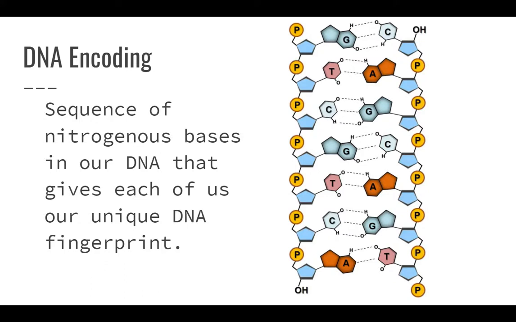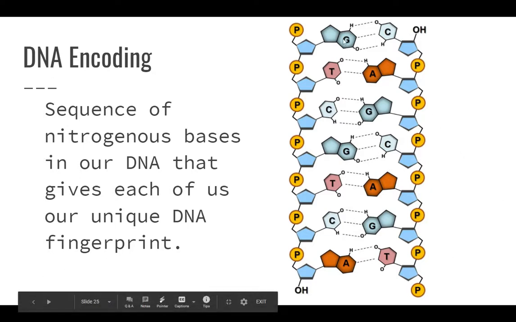So I have a different blood type maybe than you. I have a different hair color than you. That literally has to do with the proteins my body is making. How my body knows to make those proteins is it literally is reading the sequence of nitrogenous bases. So the A's, T's, G's, and C's that are inside that DNA molecule.